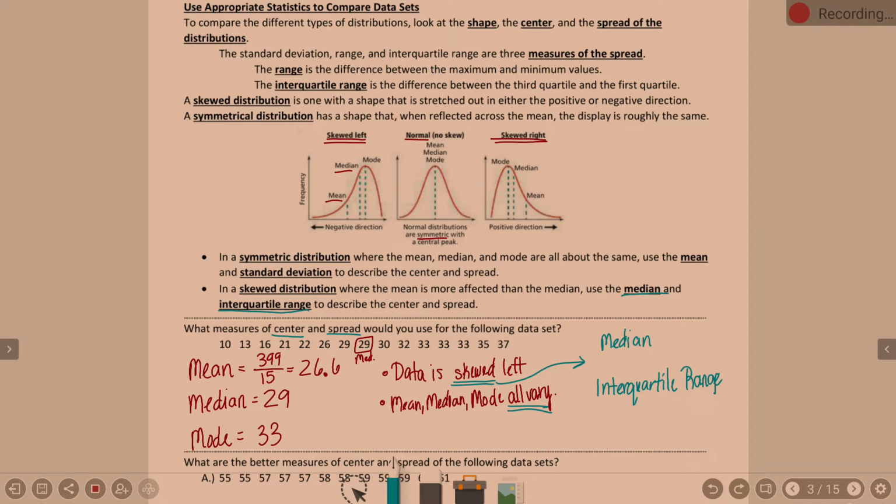So mean, median, mode are all different. That means my data is skewed. What is the median? We already found that earlier, didn't we? 29. Remember, another way I mentioned was that you can use the X bar. This is a friendly little reminder there.